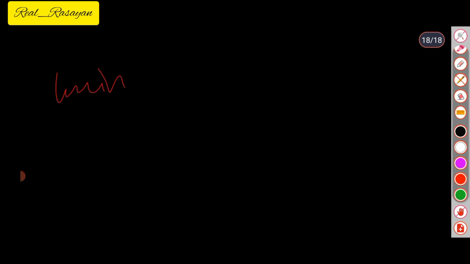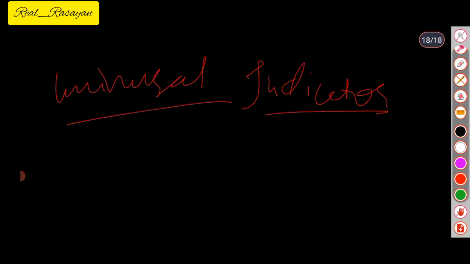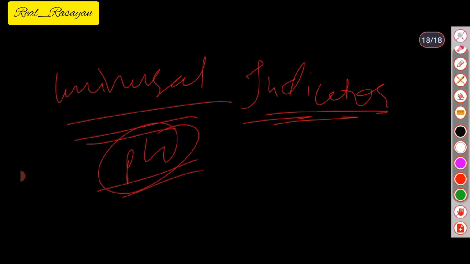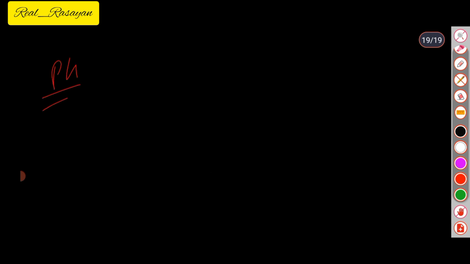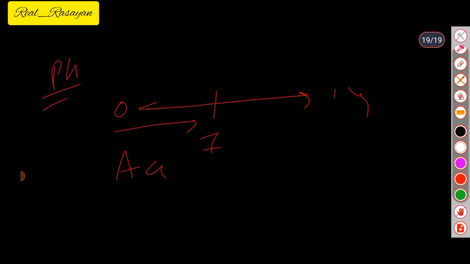Next one is the universal indicator. Universal indicators are the indicators which show change in the pH. And what is pH? pH is the negative logarithm of hydrogen ion concentration. It is a definition. What is pH scale? pH scale ranges from 0 to 14. 0 to 7 is acidic in nature and 7 to 14 is basic in nature.